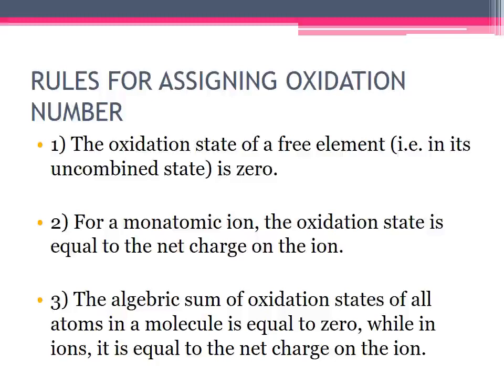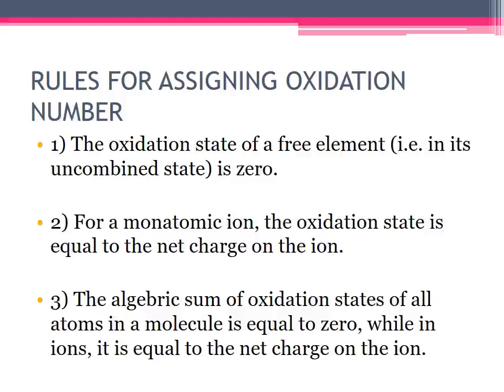For a monoatomic ion, the oxidation state is equal to the net charge on the ion. See the example, the second one. Na+: the oxidation number of Na+ is given as plus 1. What is there in the power of Na? A plus. If there is only a plus, with no number, unlike plus 2 or plus 3 which would be written, then the answer is plus 1.